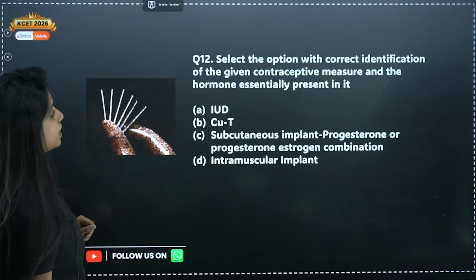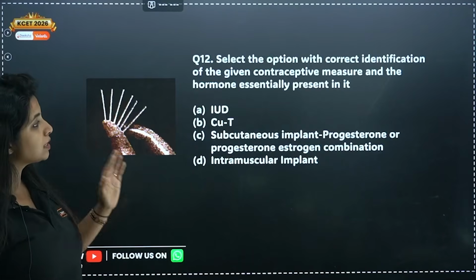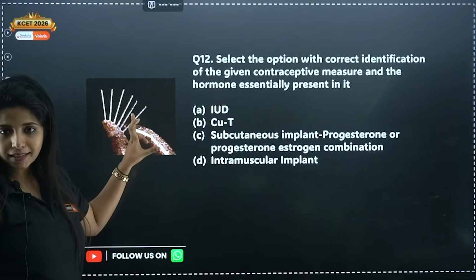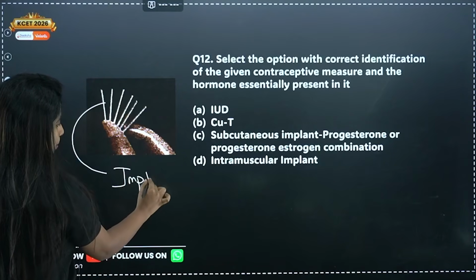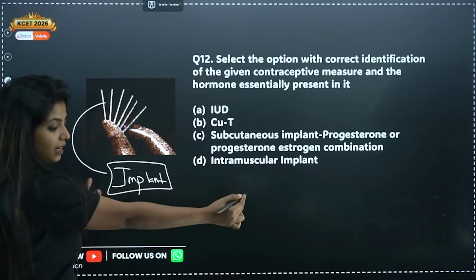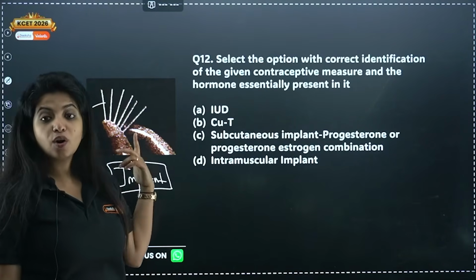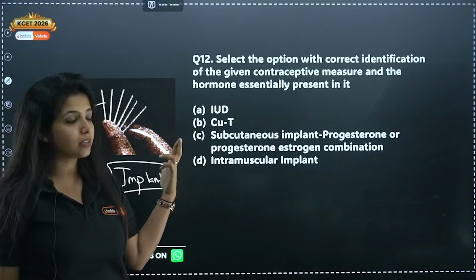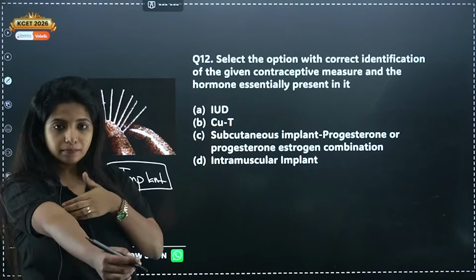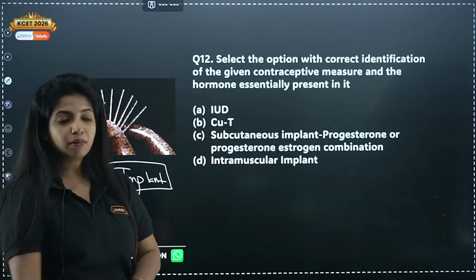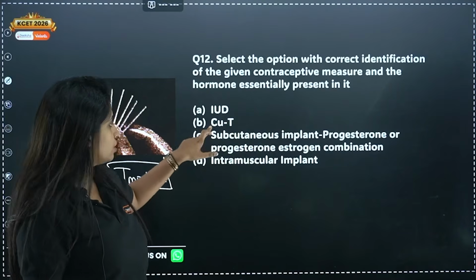Yes, ma'am. Next, select the option with correct identification of the given contraceptive measure and the hormone essentially present in it. What is this? This is an implant. And the implant, where are you going to put it? Inside, basically beneath the skin. Doctors do it. I told you, they are hormone releasing. So IUD, no. It is a CuT, no. The subcutaneous implant. Beneath your cutaneous layer, you're going to put it. Progesterone or progesterone-estrogen combination. Yes, this is your answer.